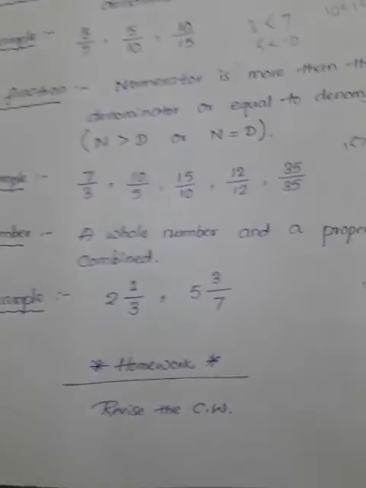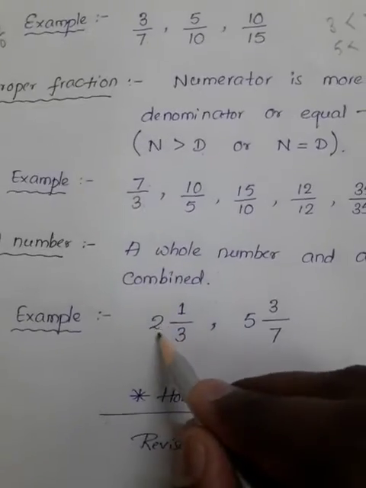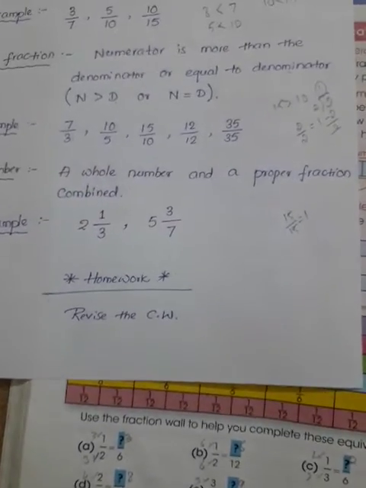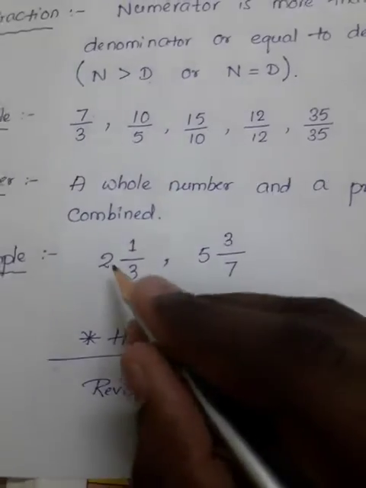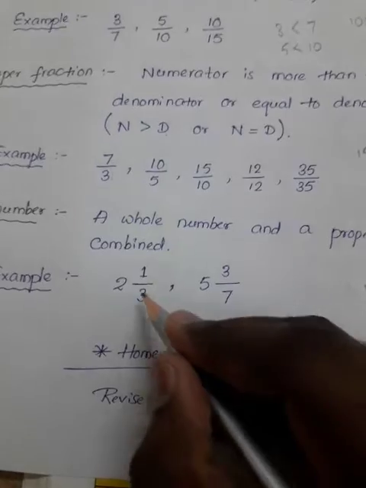Now mixed numbers. What is a mixed number? A whole number and a proper fraction. So is this the whole number or not? What does whole number mean? 1, 2, 3, 4, that means without decimal. That is called whole number. Understand? Without decimal, like 1, 2 exactly. So 2 is the whole number and a proper fraction. Look at it, this is the proper fraction.